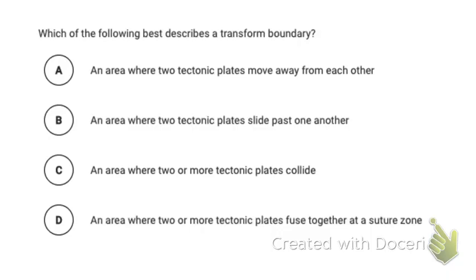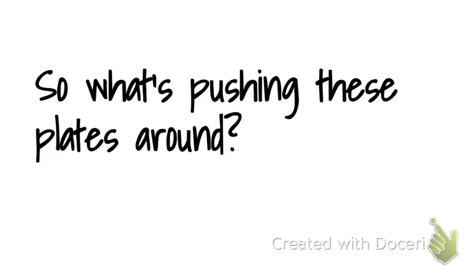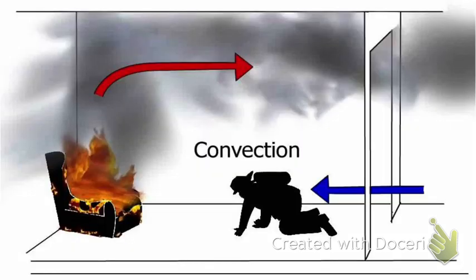Okay. So here's another question from an old AP test. The big question that the scientists had when they first were coming up with this plate tectonics theory was, okay, so the plates are moving. It appears that they have moved, but what could make them move? And the answer is convection.